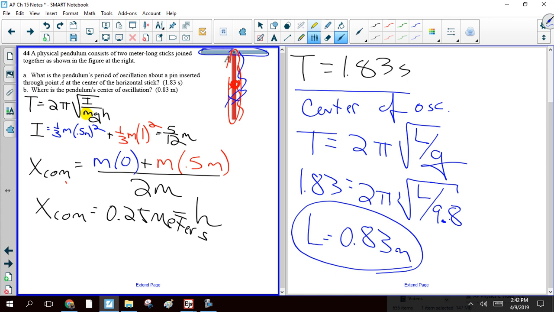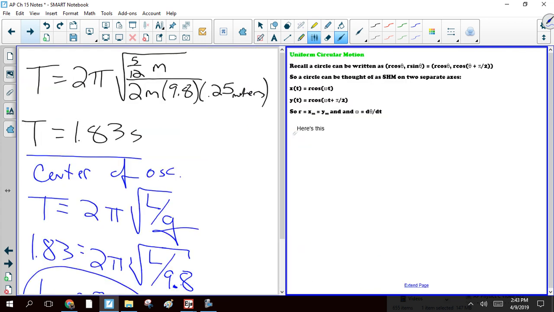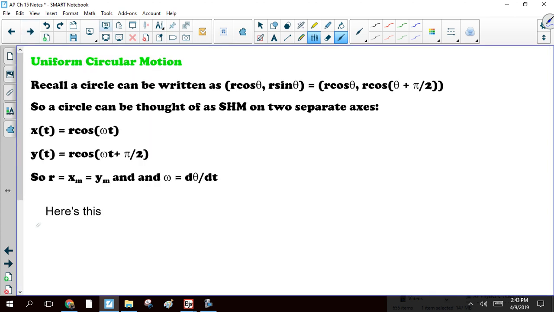All right, and then finally, we've done torsional pendulums, simple pendulums, physical pendulums, and now the last thing we have to talk about is pure circular motion, uniform circular motion. From math class, you have hopefully learned that you can write a circle so that the x-coordinate is r cosine theta and the y-coordinate is r sine theta. I guess that's not polar coordinates, but you can write your x and y coordinates that way.